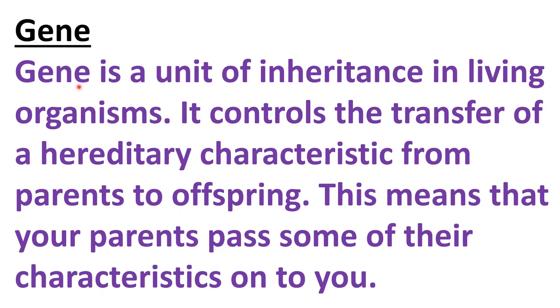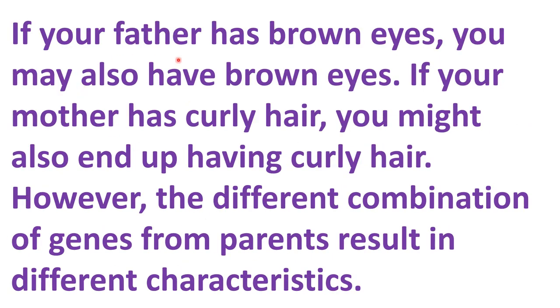Now gene. Gene is a unit of inheritance in living organisms. It controls the transfer of a hereditary characteristic from parents to offspring. So genes carry from parents to the offspring. This means that your parents have passed some of their characteristics on to you. If your father has brown eyes, you may also have brown eyes. If your mother has curly hair, you might also end up having curly hair. However, different combinations of genes from parents result in different characteristics.